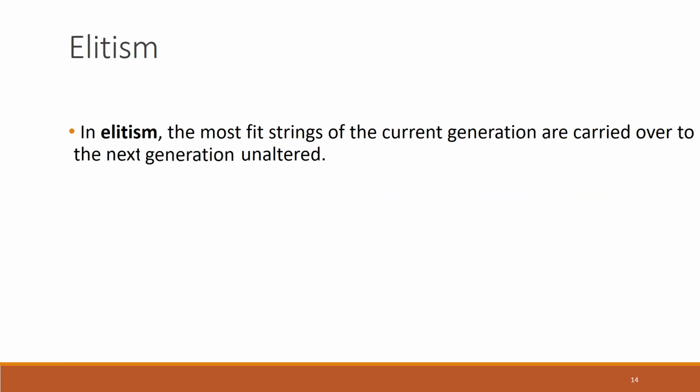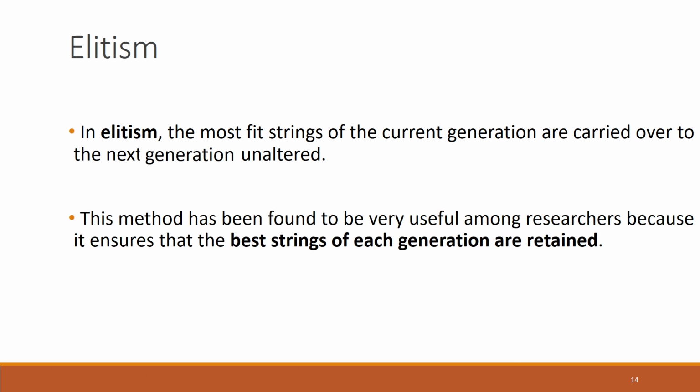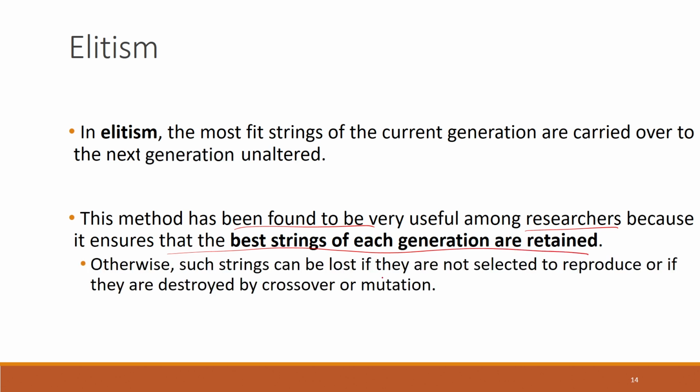Okay. And then there is this method called elitism. So here the most fit strings of the current generation are carried over to the next generation unaltered. Okay. So this method has been found very useful among researchers because it ensures that the best strings of each generation are retained. Otherwise such strings can be lost if they are not selected to reproduce or if they are destroyed by crossover or mutation. Okay. So as I had mentioned, in selection, crossover and mutation, there is no guarantee that you will always be generating better and better strings. Okay, it's because these are randomized approaches, so sometimes, for example, after the selection method, the best string might not even get selected in the population that you select.